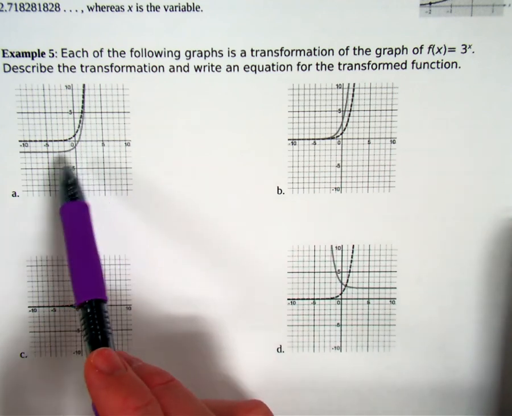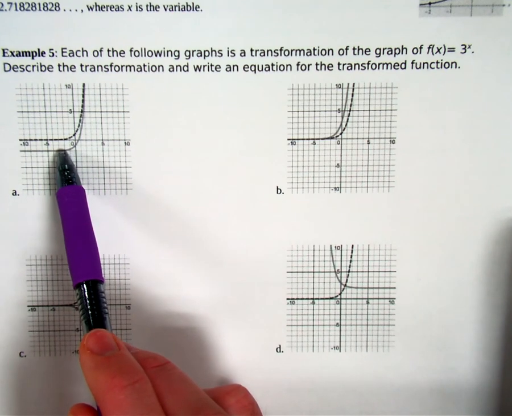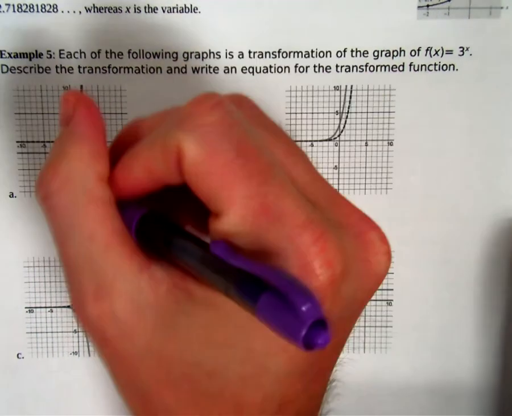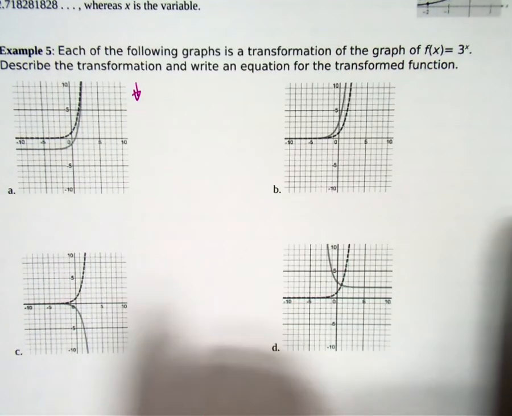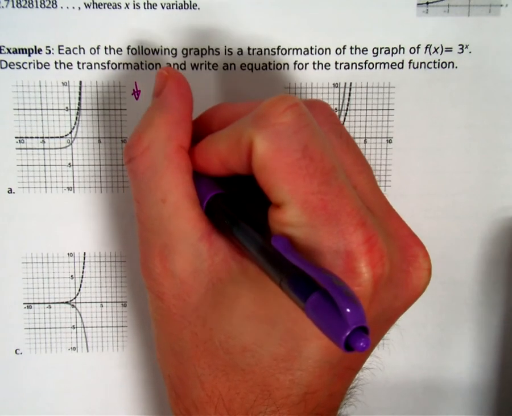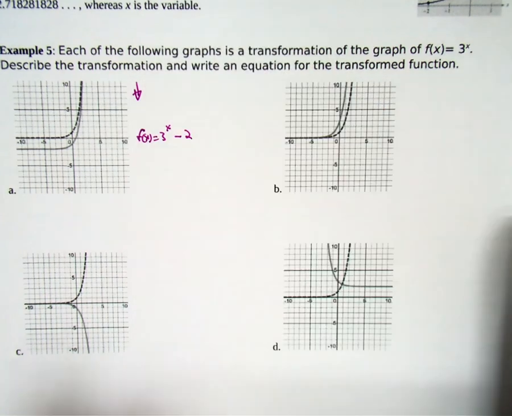Alright, so on our first one here, top left, going from this one to this one, it looks like we just went down 2 lines. So we just went down 2, so that would be f of x equals 3 to the x, big minus 2 on the back. Okay.